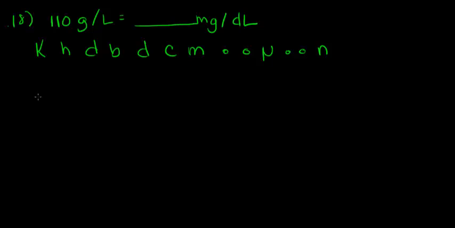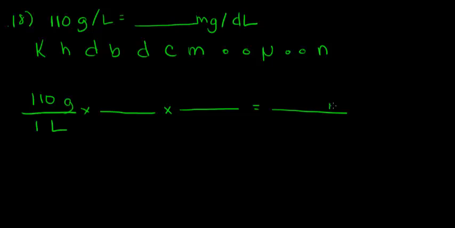So let's set it up in dimensional analysis format. 110 grams per 1 liter. And I can tell just by looking at it that I'm going to need 2 conversion factors. If you're unsure how many conversion factors you're going to need, just leave plenty of space and write an equal sign somewhere down here. But I can tell just by looking at it that I'm only going to need 2. Equals how many milligrams per 1 deciliter.